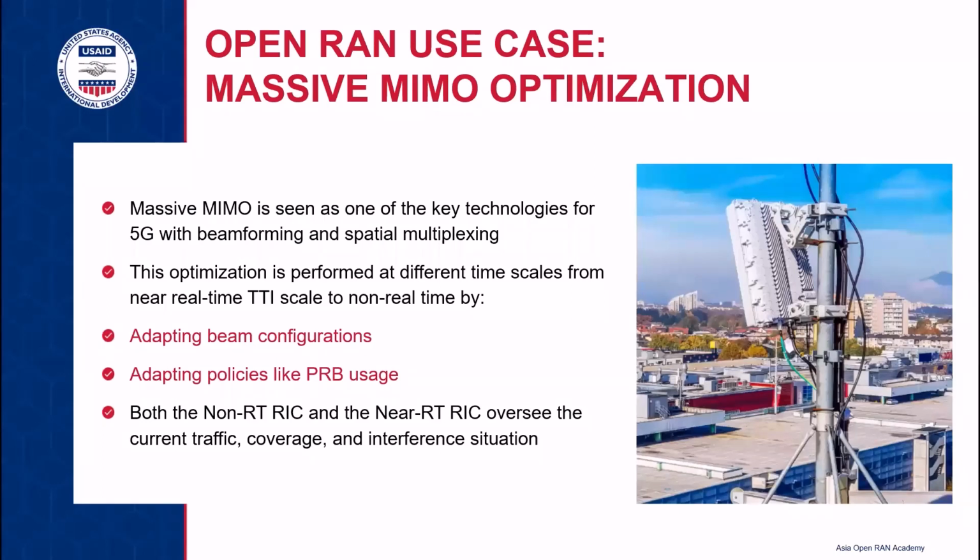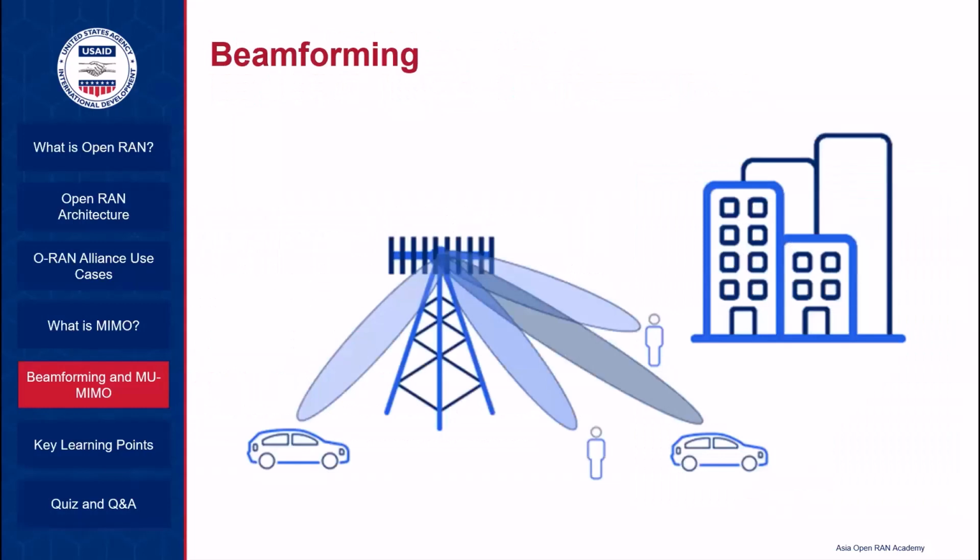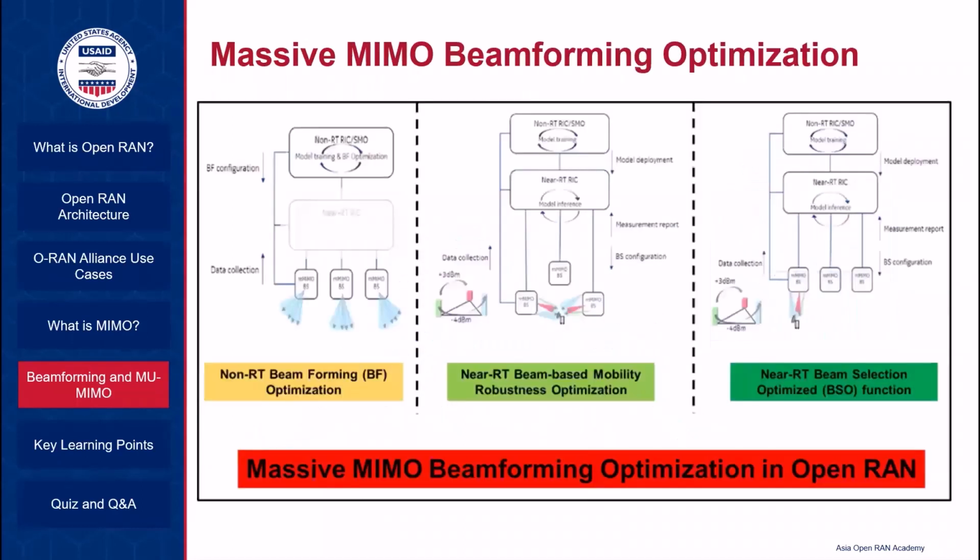to non-real-time. How? So, by adapting beam configuration, okay, and policies like PRB usage, and both the non-real-time RIC and the near-real-time RIC oversee the current traffic, coverage, and interference situation. So, ito yung ating beamforming kanina, no? So, ang ginagawa natin dito is, like for example, meron tayong tatlong beamforming optimization procedure, use cases.